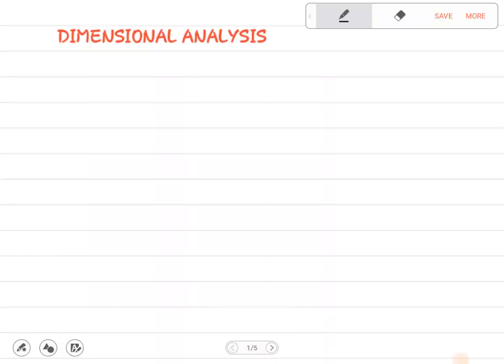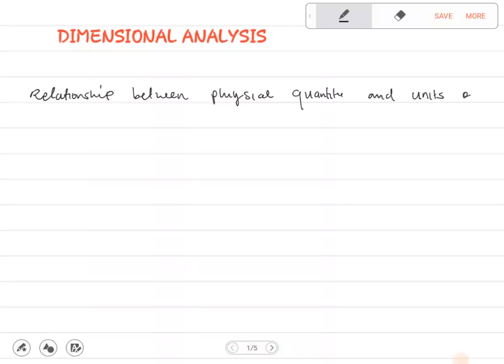Now, you know physical quantities, and you know their units. Dimension analysis comes to help us understand the relationship between physical quantities and their units of measurement. That's why dimension analysis is there.